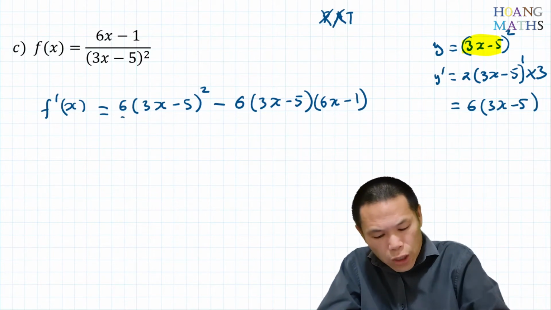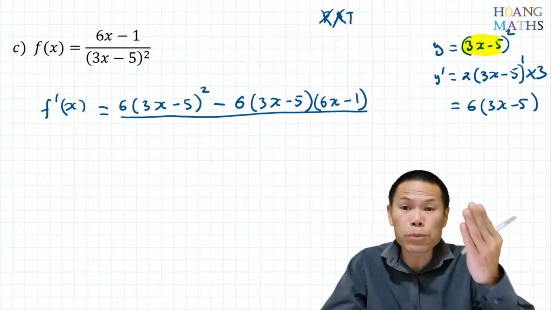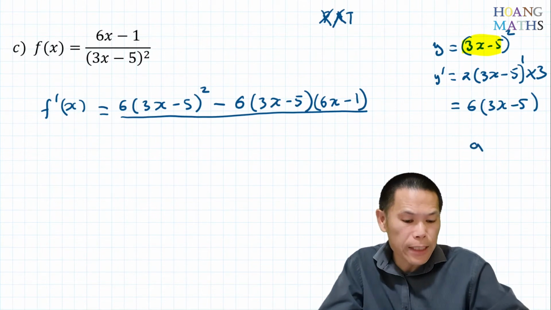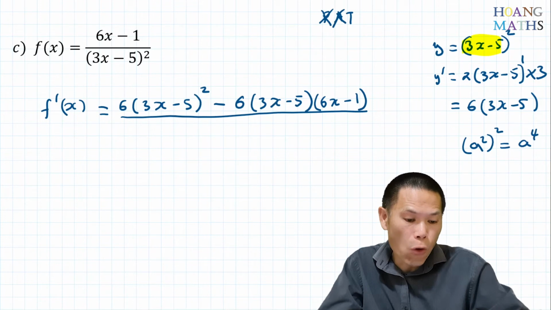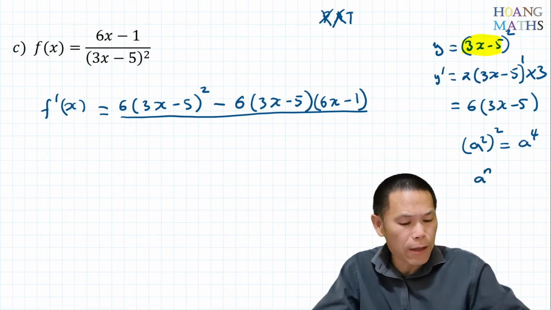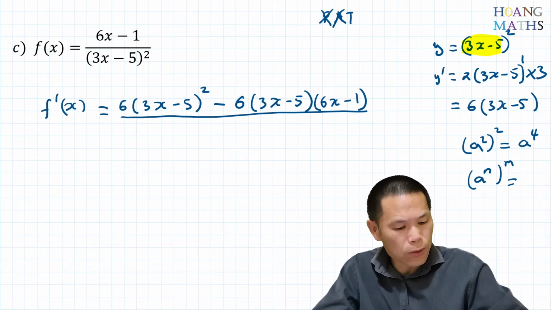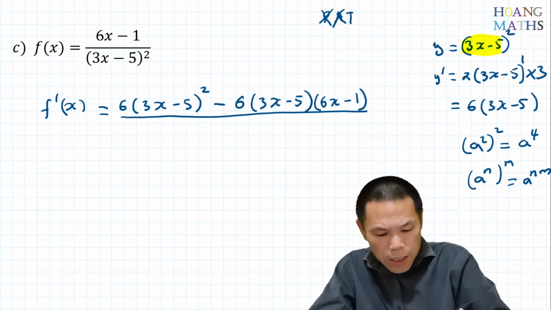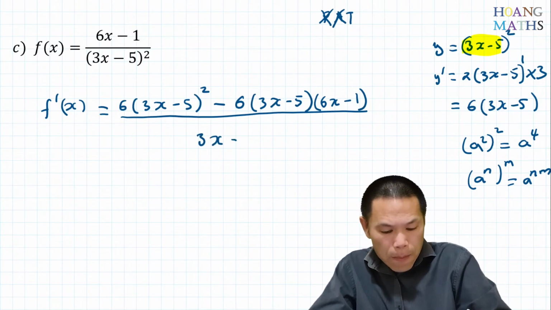So now we just go over the bottom square. Now remember, a square will give me a to the power of 4 because 2 times 2 is 4. Remember, a power of n, power of m is equal to a power of n times m. So that will give me 3x minus 5 power of 4.